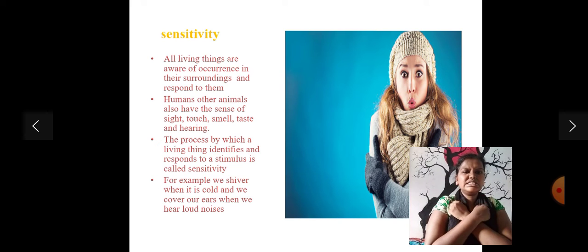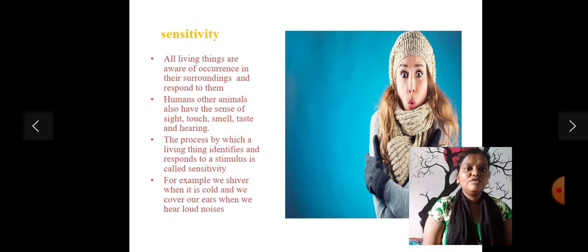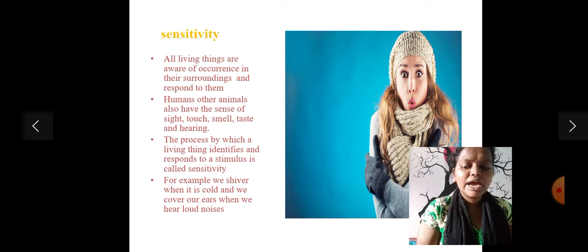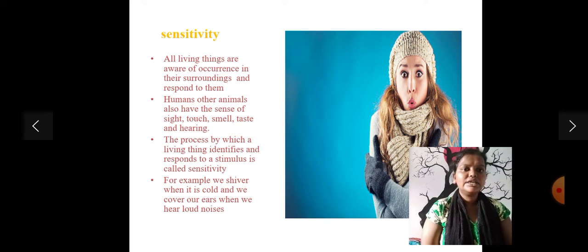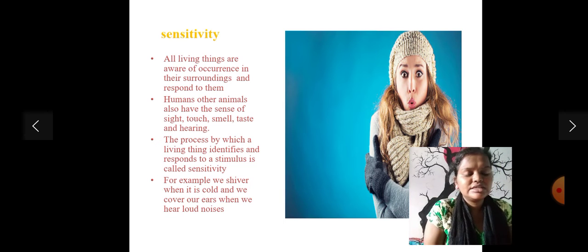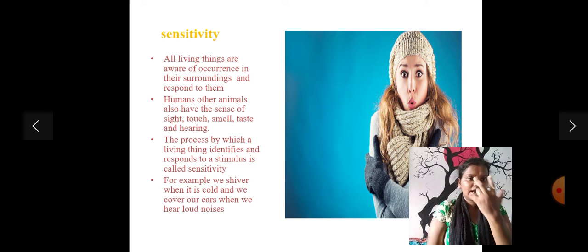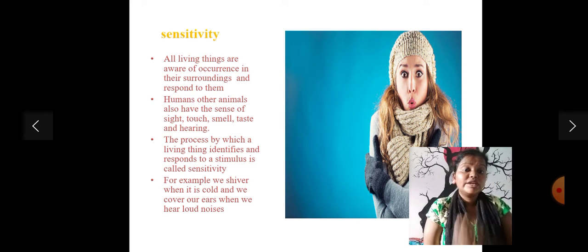Okay, next sensitivity. We feel touch. If we touch our body, we feel cold or hot. In summer, we feel very hot. We sweat a lot. All living things are aware of occurrences in their surroundings and respond to them. Humans and other animals also have a sense of sight, touch, smell, taste, and hearing. What is sensitivity? Can anyone guess? Sensitivity is touch, sight, smell, taste, hearing, everything is sensitivity.